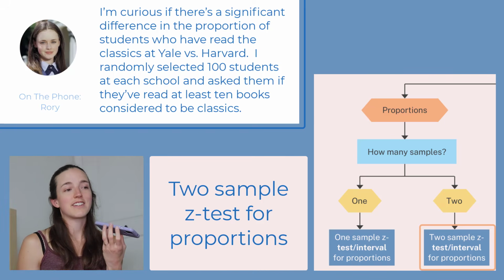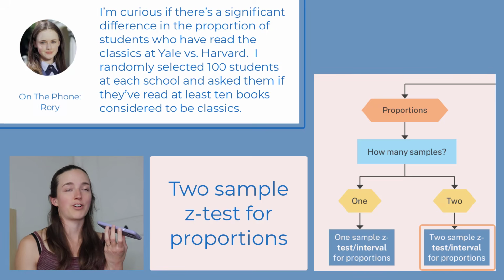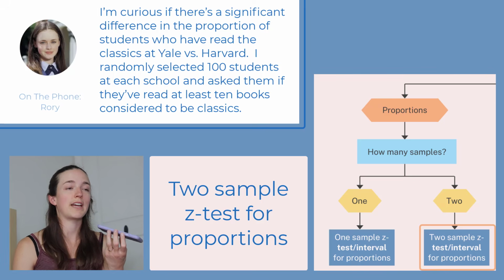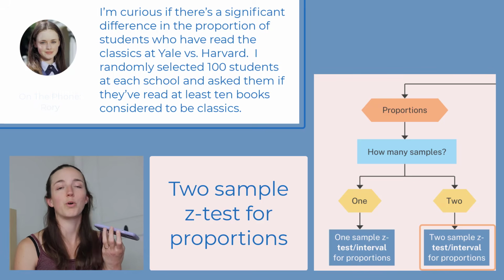So the reason I didn't ask you if the people at Yale and Harvard are paired is because there is no paired test for proportions. That would only be means.